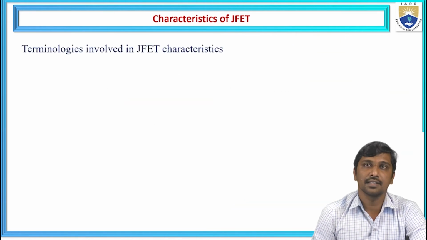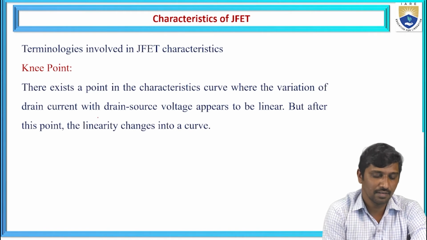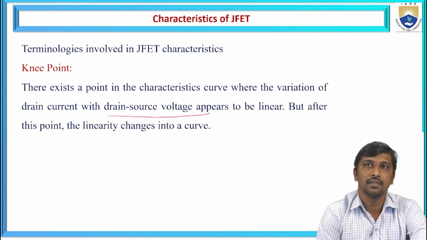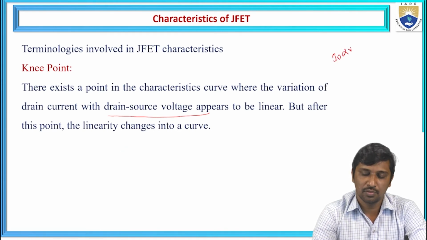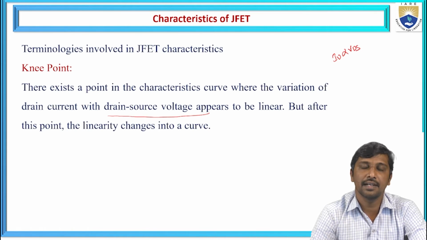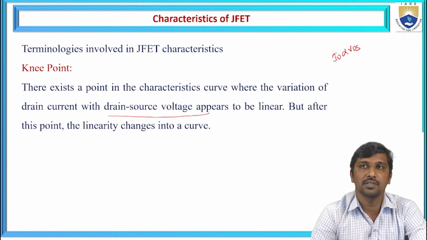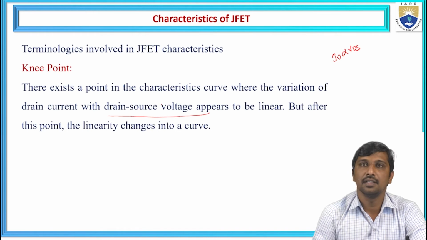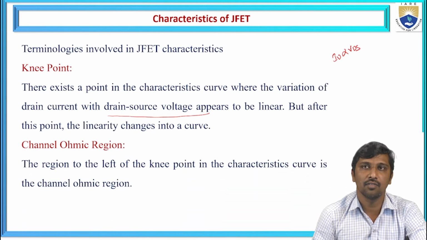From these characteristics, we identify the knee point. The knee point exhibits the characteristics where the variation of the drain current with respect to the drain source voltage is linear, meaning ID is proportional to VDS. The drain current changes linearly with the biasing voltage between the drain and the source. Up to this point, the JFET is in the linear region, which is also called the ohmic region.